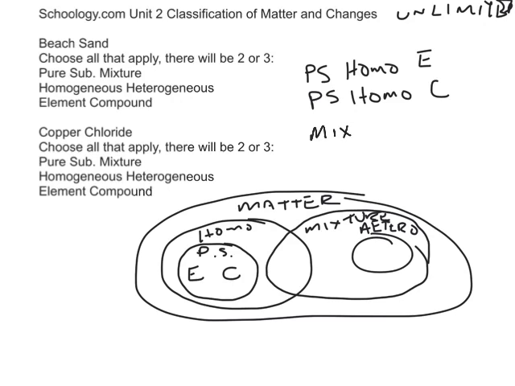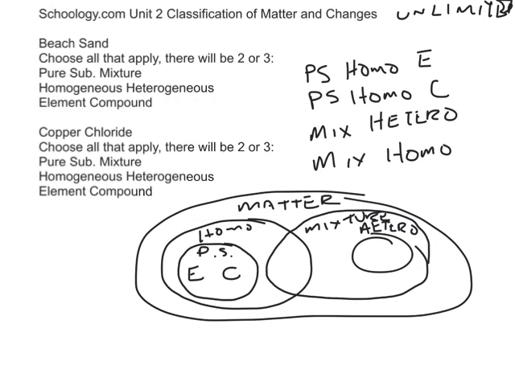If you think it is a mixture, it can either be a hetero mixture, or it can be a homogeneous mixture. And take note, if it's a mixture, you don't get to choose element or compound, because element or compound, those are subcategories of pure substance. So if you think it's a mixture, you just choose whether it's a heterogeneous mixture or homogeneous mixture, and that's the end of it.